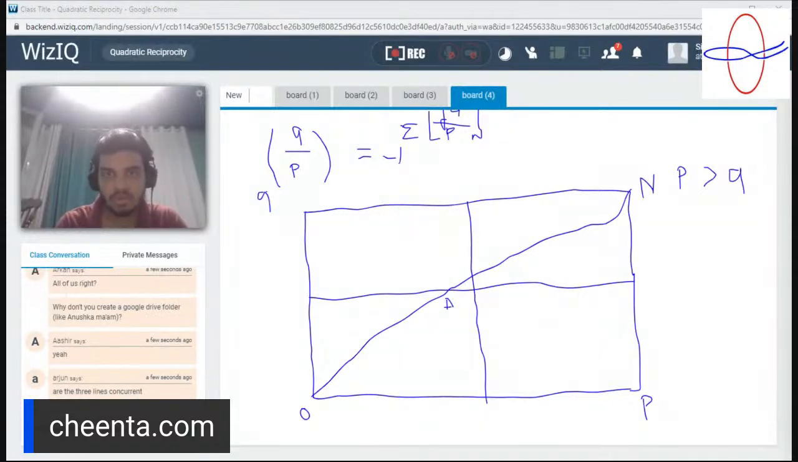So let's just give names to all of these. No, these are not concurrent because P is greater than Q, so this line will pass before the midpoint here, right?